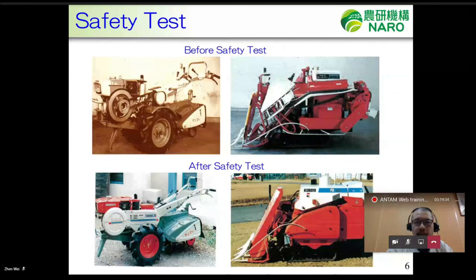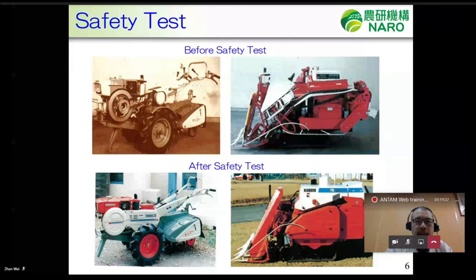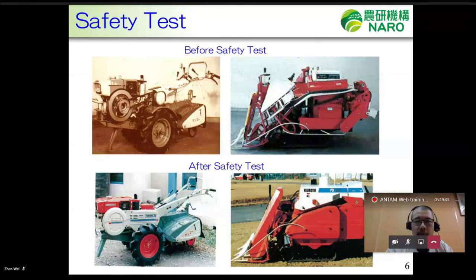So after the safety test started, on the upper side, we can see a walking type tractor and a head feeding type combine harvester. On the left side, you can see the walking type tractor has the driving belt exposed. It's very dangerous. On the right side, you can see the combine harvester. You can see the steel chain that holds the rice straw while it's husked, and it is exposed. It's also very dangerous.